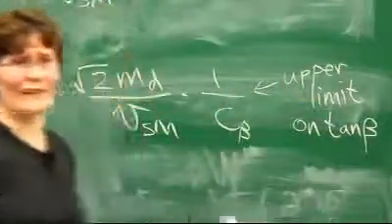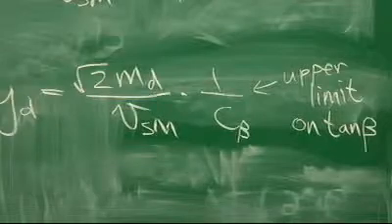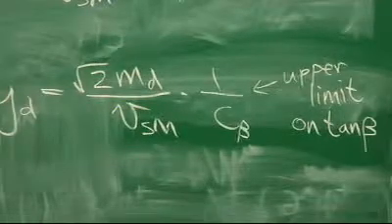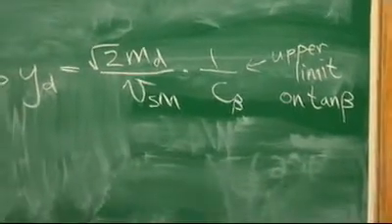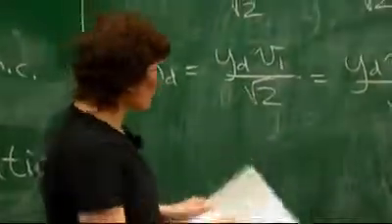Which is maybe 60 or 70. Again, it depends on how high into the ultraviolet you want the running of your theory to be, and whether you're doing SUSY or not. Okay, so those are the Yukawa couplings.